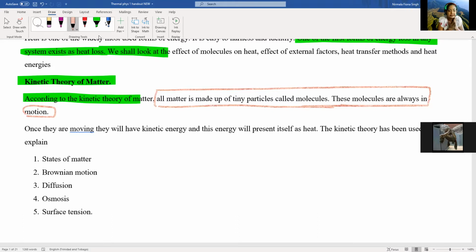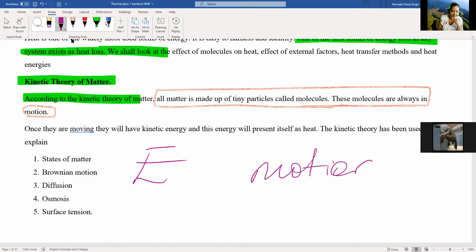So all matter is made up of tiny particles called molecules, and these molecules are always in motion, because for things to move, they must have energy. Can anybody tell me what is the equation that relates energy to motion? Anybody want to give it a try?